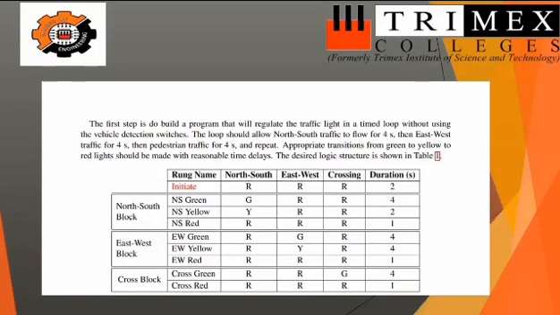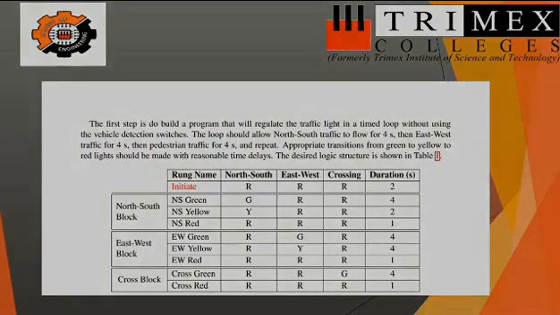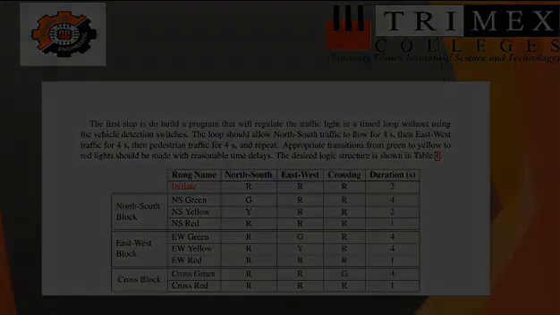The first step is to build a program that will regulate the traffic light in a timed loop without using vehicle detection. The loop should allow north-south traffic to flow for 4 seconds, then east-west traffic for 4 seconds, then pedestrian traffic for 4 seconds, and repeat. Appropriate transition from green to yellow to red lights should be made with reasonable time delays. The desired logic structure is shown in the table.